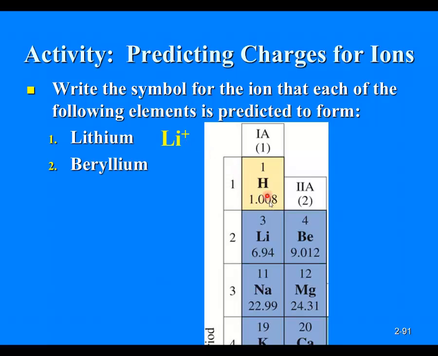For beryllium, since it's an alkaline earth metal, group 2, it would need to lose 2 electrons to be like the nearest noble gas. I expect metals to form cations anyway, so I form the beryllium 2+ cation.